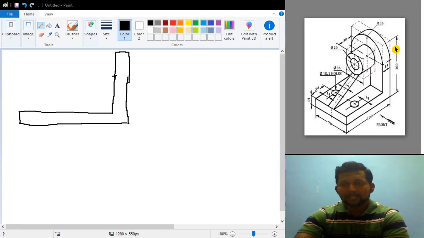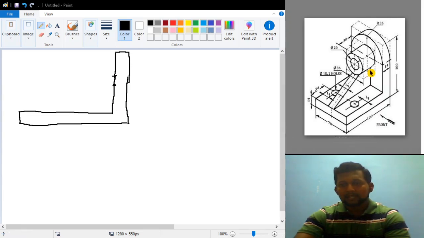Why? Because this entire distance is 100, this distance is 14, and this vertical distance is 35, and from the center till the bottom of this bigger circle, it is 18 mm. That means this leftover vertical line distance will be equal to 33 mm. Okay. So that 33 mm separate line I cannot draw, but what I can do is I can mark here 33 mm.